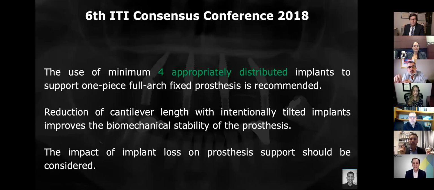However, as we discussed regarding the implant number, when we treatment plan a case, we have to decide how many implants we are going to place and why. We have to place as few as possible, but as many as necessary, because the impact of an implant loss on the prosthesis support, if we have a reduced number of implants, cannot be avoided, especially if it is a distal one. So that has to be taken into consideration.